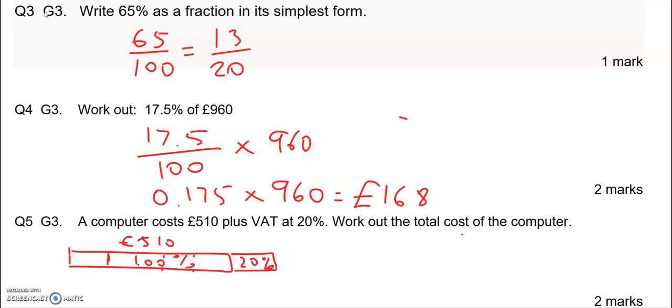So just working out 20% of 510, which is 102. As we said before, without a calculator, you could just divide 510 by 5 to give you 102, which is equal to 20%. Now what we do to work out the total cost of the computer, we add 510 with 102, to make this 612.